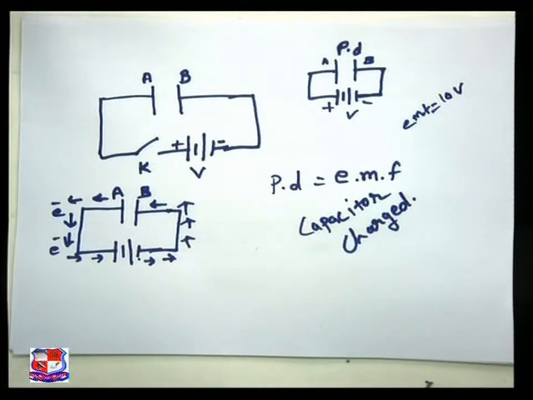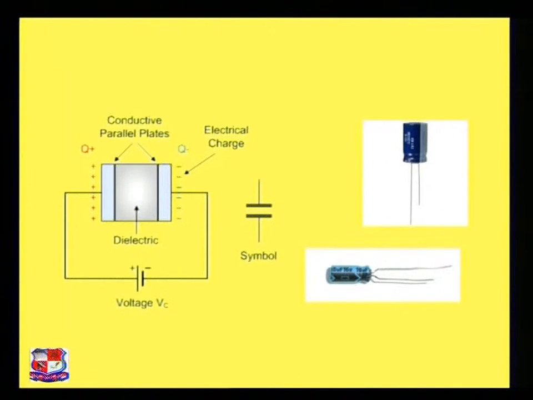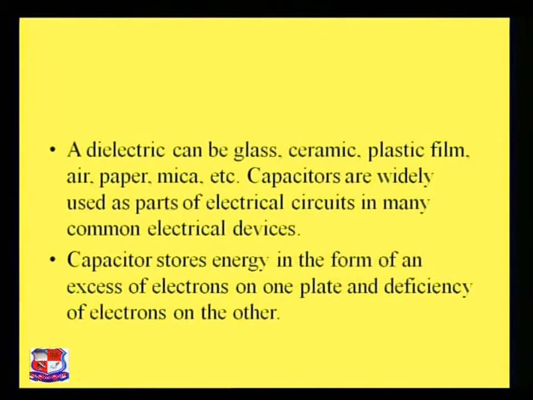You can see the symbol of the capacitor in the PPT, and we have an example of a capacitor. These kinds of capacitors are available in the market. Dielectric material can be anything. We can use glass, ceramic, plastic film, paper, or mica as dielectric materials.